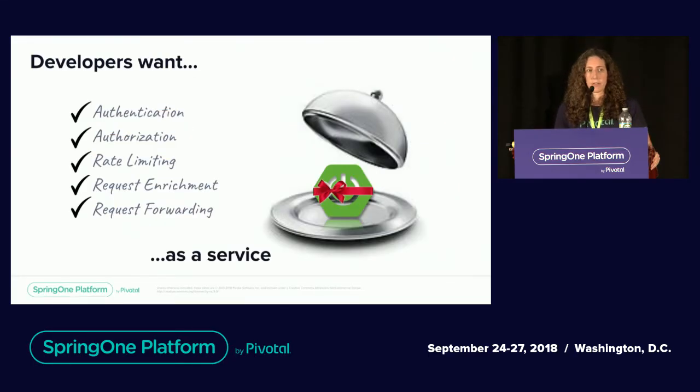For developers, as I said, just want to focus on their code. So they want all of these things given to them as a service, access to something that will do the authentication and authorization, do the rate limiting, enrich the request so that by the time the request is forwarded to the blue-green app, the app will know if it was a premium user or not, and take care of all of that forwarding.